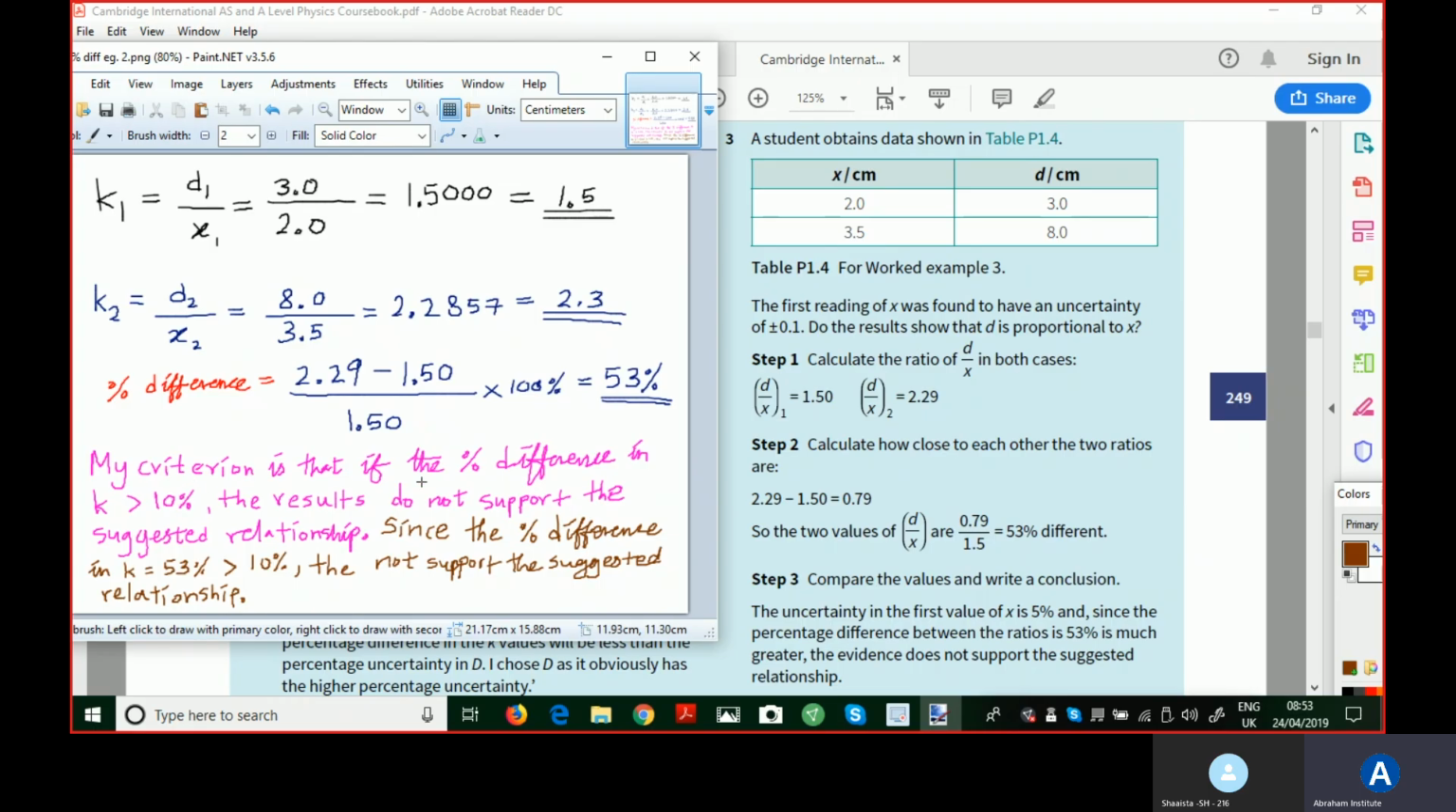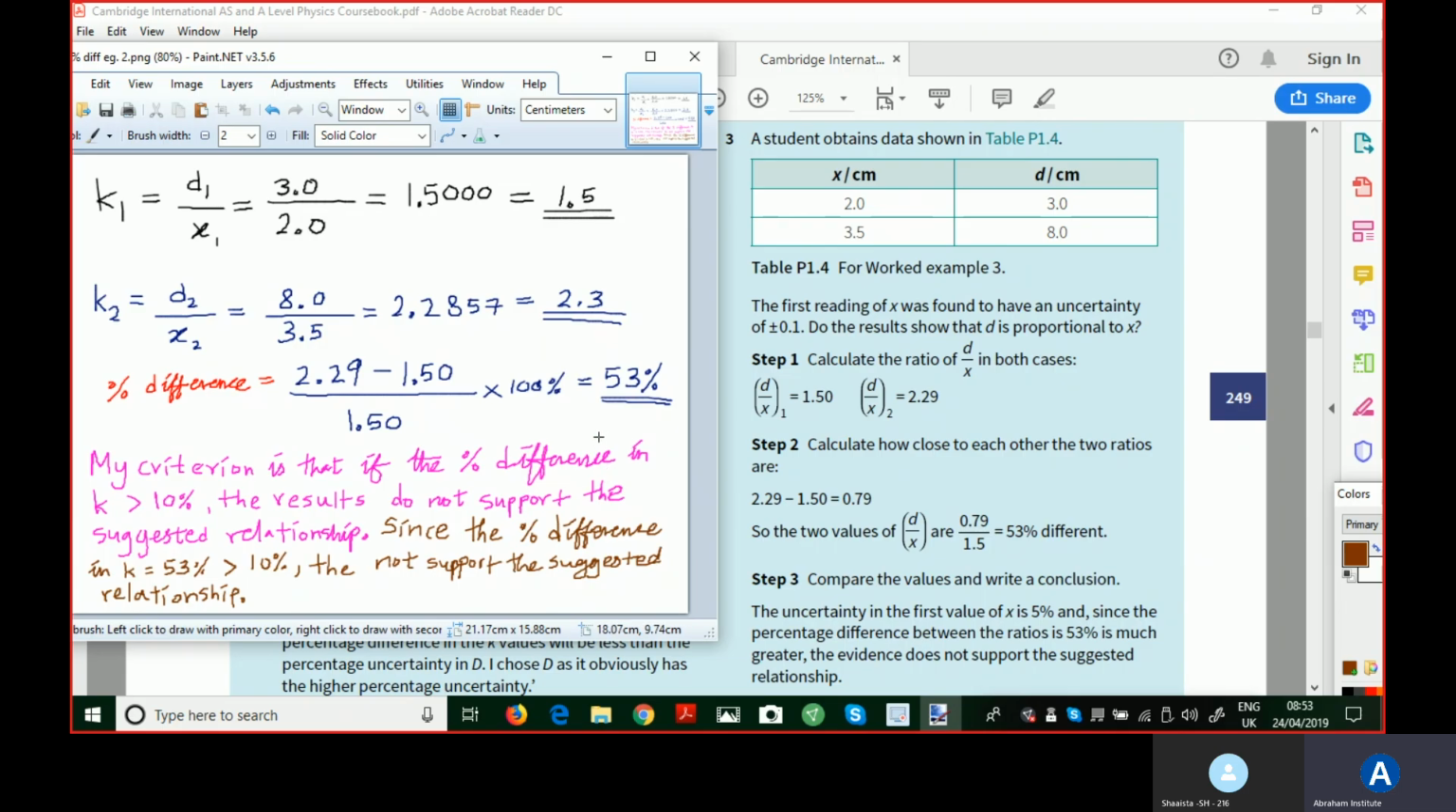So again, my criterion is that if the percentage difference in K is greater than 10%, the results do not support the suggested relationship. Remember, if it's greater than this, it does not support. Okay, so this is your criterion. Now, if it was less than 10%, then you can't write this criterion. Then you have to compare with the largest percentage uncertainty, which in that case is 0.1 divided by 2 times 100%. So you have to compare it with that. But here, no need to compare because it is already greater than 10%.